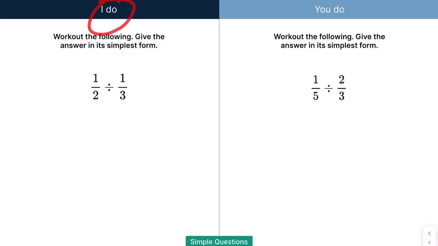So the way my videos work, I'm going to do the example on the left, which is I do. You are then going to press pause and have a go at the example on the right, which is you do. So we're going to start off by looking at simple questions.